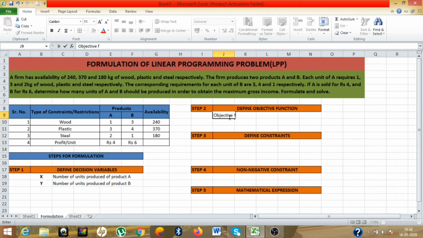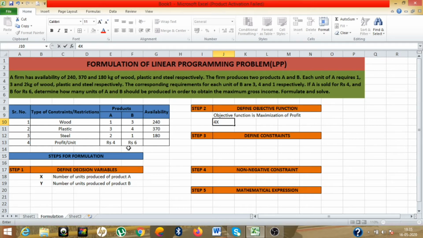Objective function is maximization of profit. So here the objective function is maximization, and how much profit he will be going to earn, it is dependent on the decision variables. So each unit of A gives you the profit of rupees 4, and if we make X number of product A, then the total profit from A will be 4x.